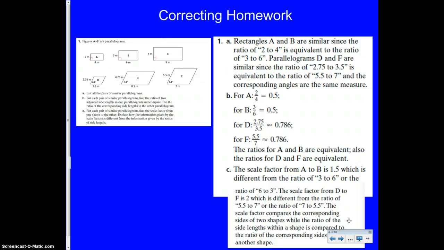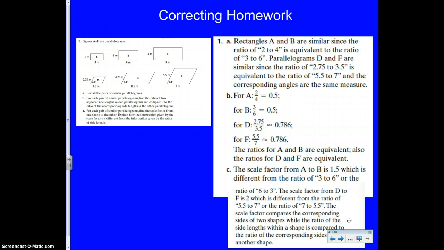Parallelograms D and F were similar. For each pair, find the ratio of adjacent sides. For A it was 2 to 4, and B was 3 to 6. Both of those are equal to 0.5. For D it was 2.75 to 3.5, and F was 5.5 to 7, and those are both equal to approximately 0.786. So therefore, if the ratios are equivalent, the parallelograms or the rectangles were similar.